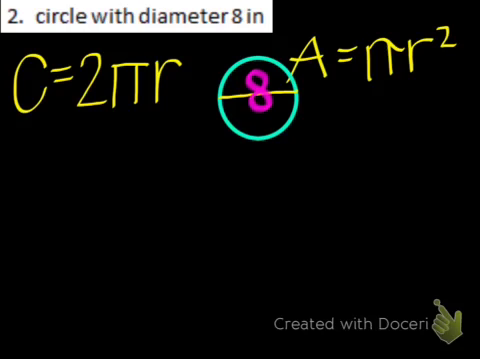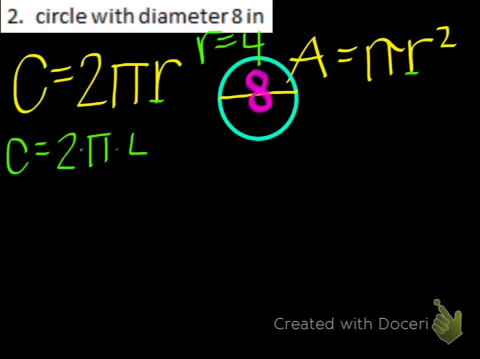Number 2 is a circle with a diameter of 8 inches. So again, in order to use these formulas, both of them require that we use the radius. If we have the diameter, our radius is half of that. So half of 8 is 4. Let's start plugging stuff in. For circumference, 2 times pi times radius of 4. Multiply 4 times 2 and you get 8 pi.